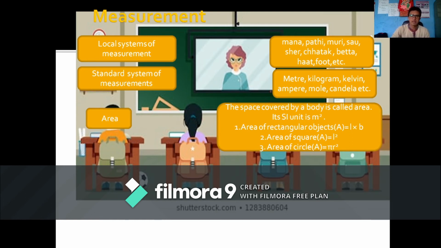Area, what is area? The space covered by a body is called area. Its SI unit is meter square, square meter. Area of rectangular objects can be calculated by using the formula A is equal to L into B. Area of square A is equal to L square. Area of circle A is equal to pi r square.